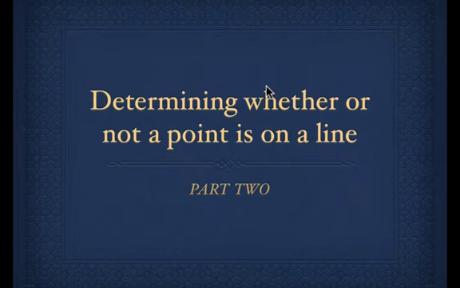All right, this is the second part of the lesson on determining whether or not a point is on a line. And just as before, we're going to determine whether the point -3, -5 is on the line y equals 2/3 x minus 2. Now the difference here from before is we of course have the dreaded fraction in our equation.